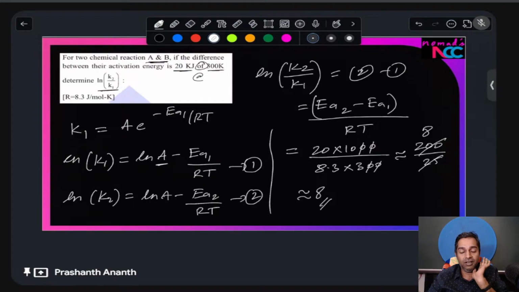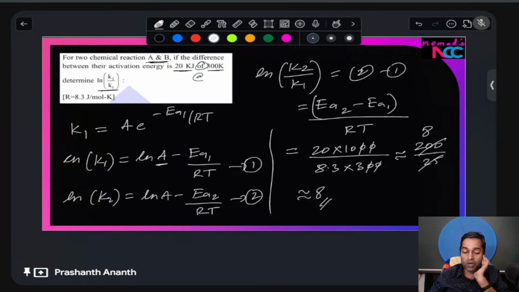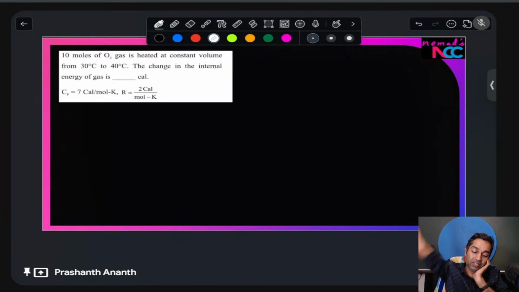8.3 into 3 is 24.9. So 200 by 24.9 you'll have to solve. No options there. No escape there. Okay, all right. So this question worked out in one page itself. We didn't need the next page. Let's look at this one.